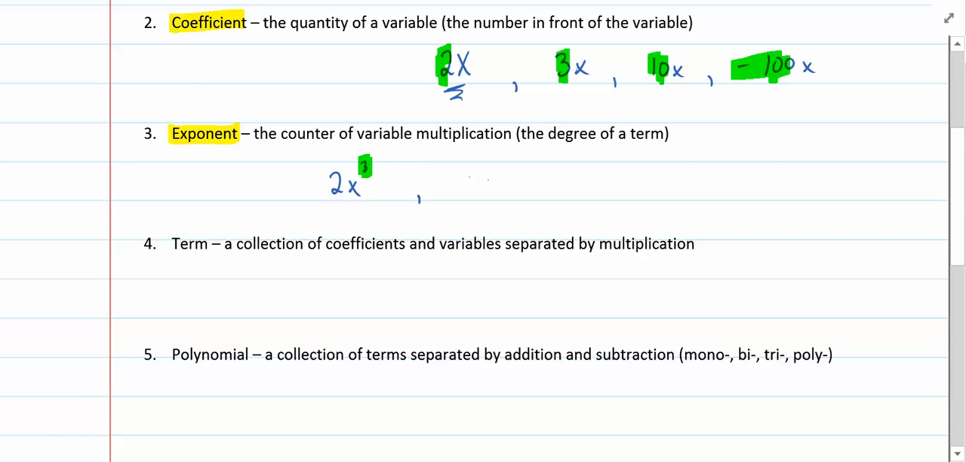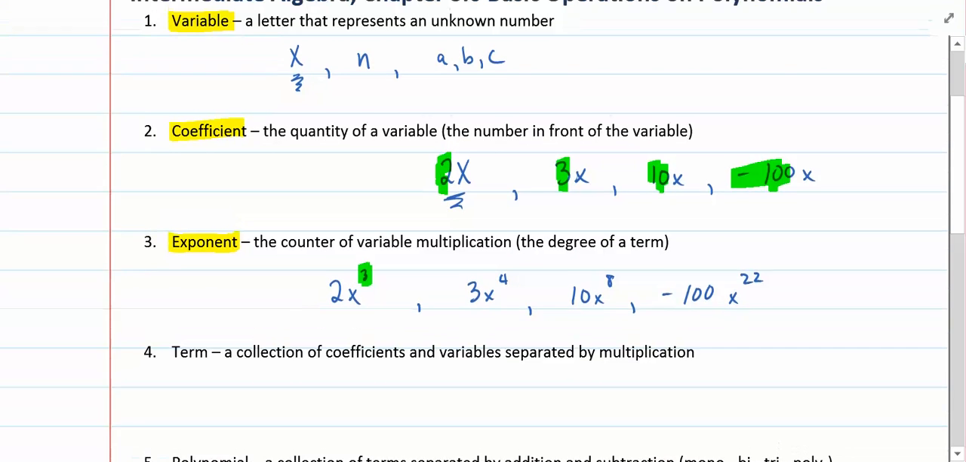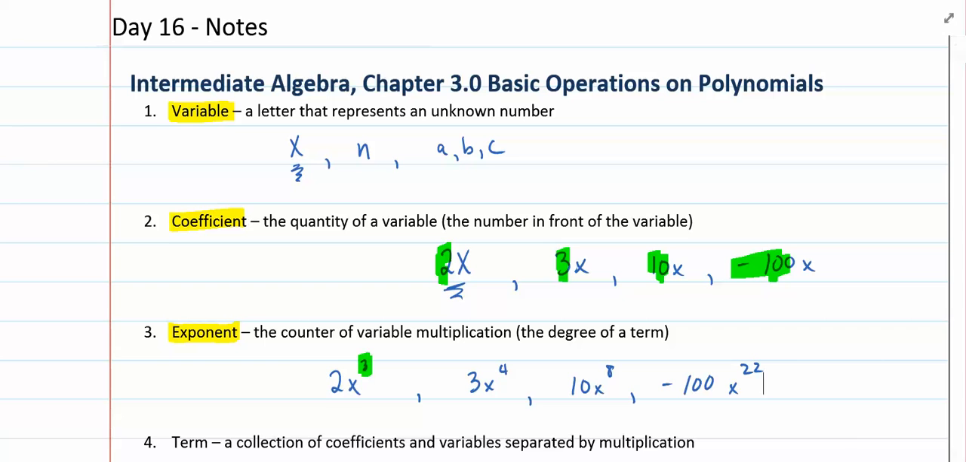Another term might look like 3x to the 4th, or 10x to the 8th. I could also have negative 100x to the 22nd power. Doesn't really matter what those values are right now. We'll talk a little bit more specifically about what the exponents are allowed to be, but as long as we have a term consisting of all three pieces, the variable, the coefficient, and exponent, then we can add or subtract those together and list it as a polynomial.